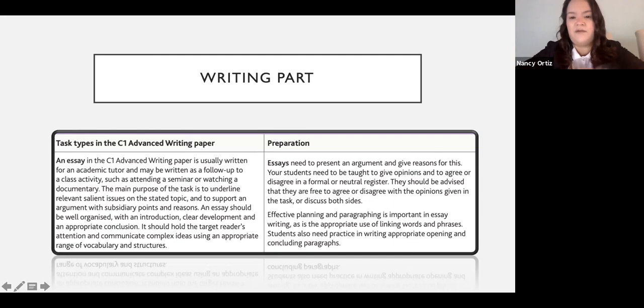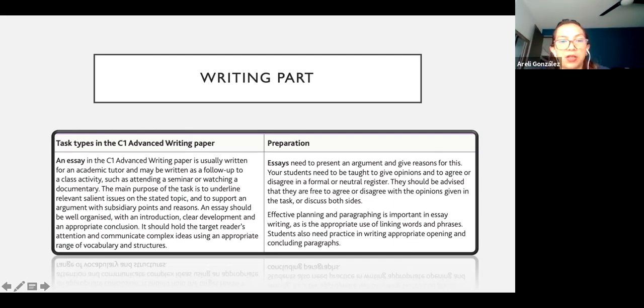Preparation. Areli, can you please read the preparation part? Yes. Preparation. Essays need to present an argument and give reasons for this. Your students need to be taught to give opinions and to agree or disagree in a formal or neutral register. They should be advised that they are free to agree or disagree with the opinions given in the task or discuss both sides.